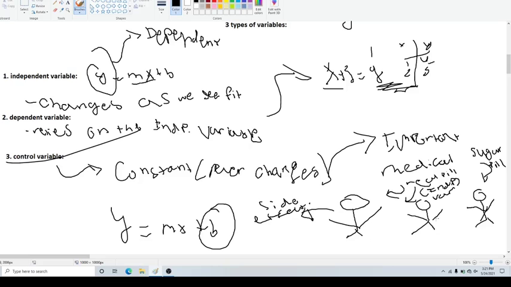We see this in physics, we see this in chemistry, and all branches of science really.